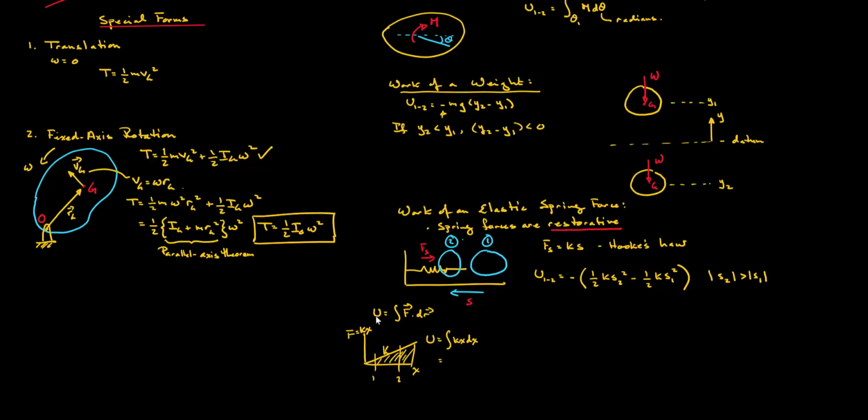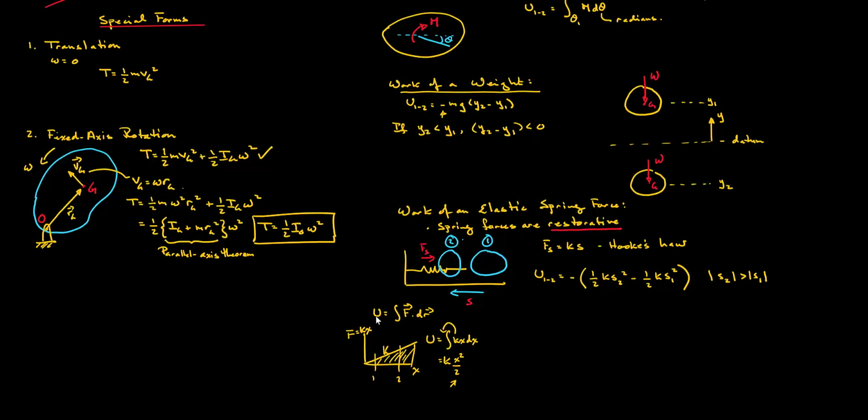Naturally, the spring constant is constant, so we can take it out of the integral. We have k, but then we'll see that the integral of x dx is x squared over 2. And this is where that 1/2 multiplier is coming from.